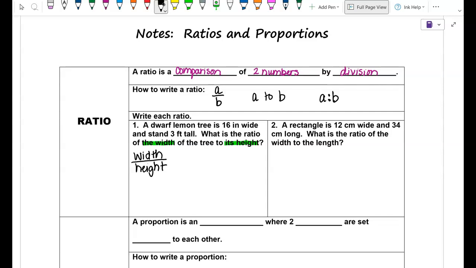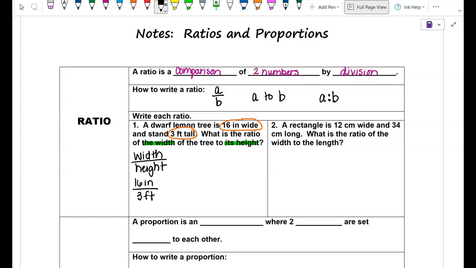So the order that they ask about things is the order of what goes in the numerator versus what goes in the denominator. Whatever they mention first has to go in that numerator. What is mentioned second goes in that denominator. So if I go back to my problem, they tell me the tree is 16 inches wide and 3 feet tall. So I set up my ratio here, 16 inches over 3 feet.